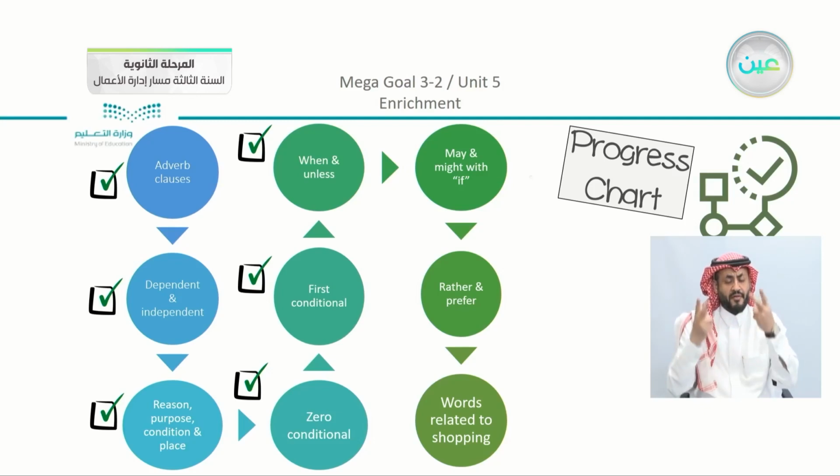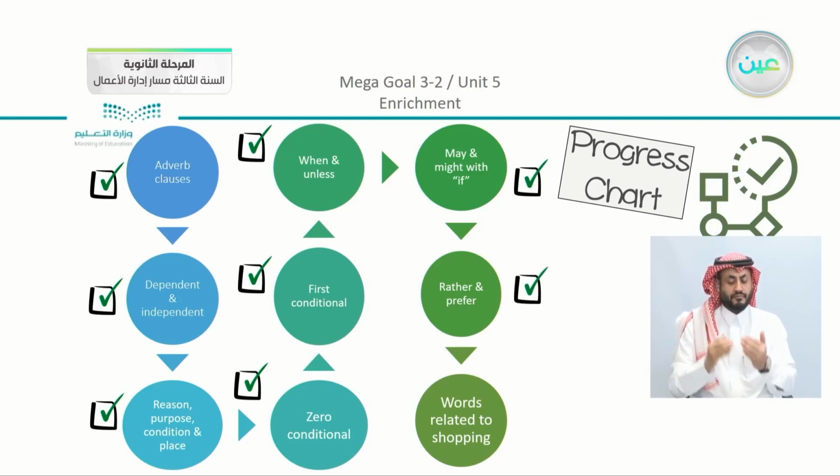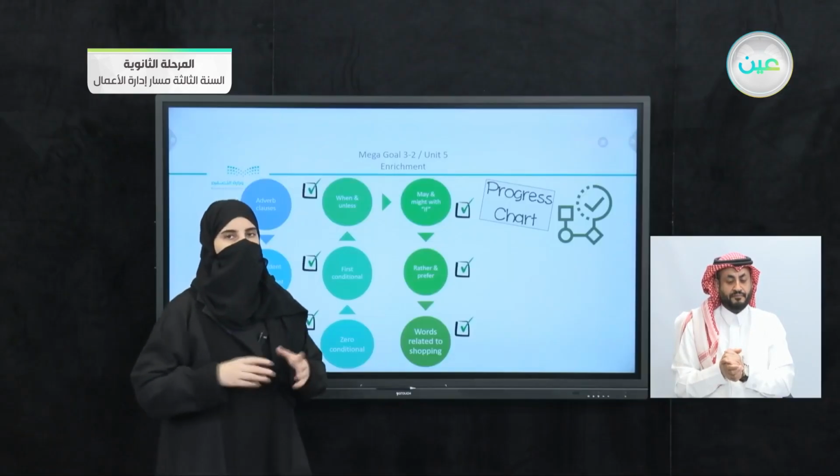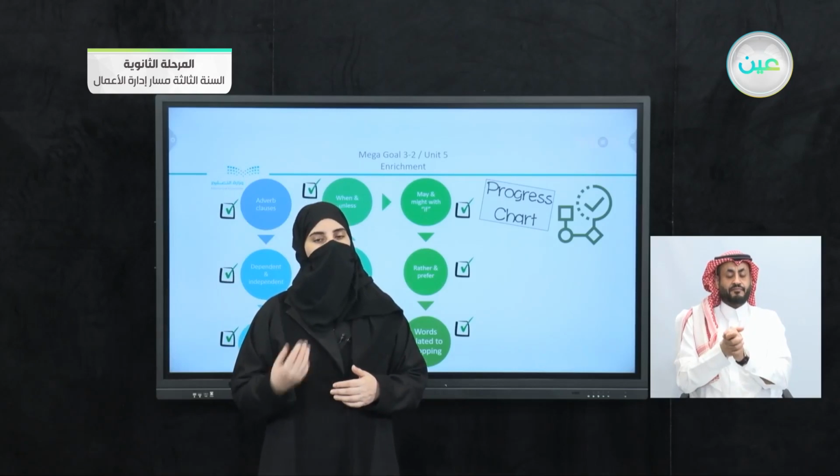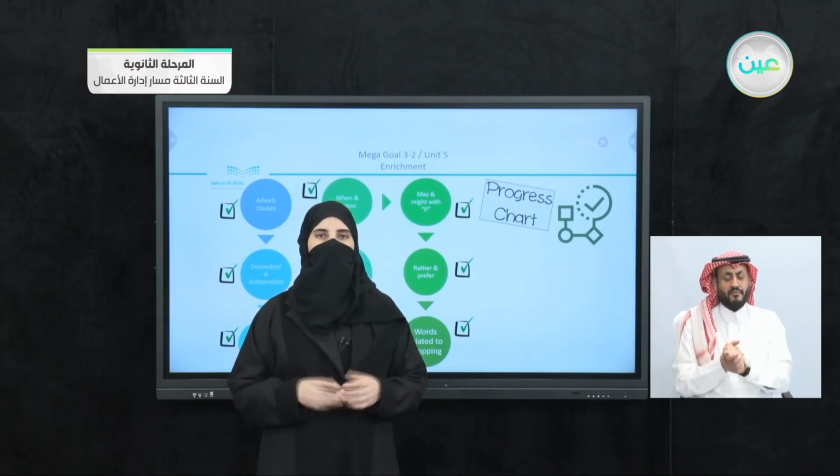Moving on, we have using may and might with if. We also passed by rather and prefer, I'd rather and I prefer, reaching words related to shopping that we have in our unit. All of these structures are what we studied in the grammar and the form, meaning, and function part. Be ready, we have lots to talk about in Unit 6, inshallah.